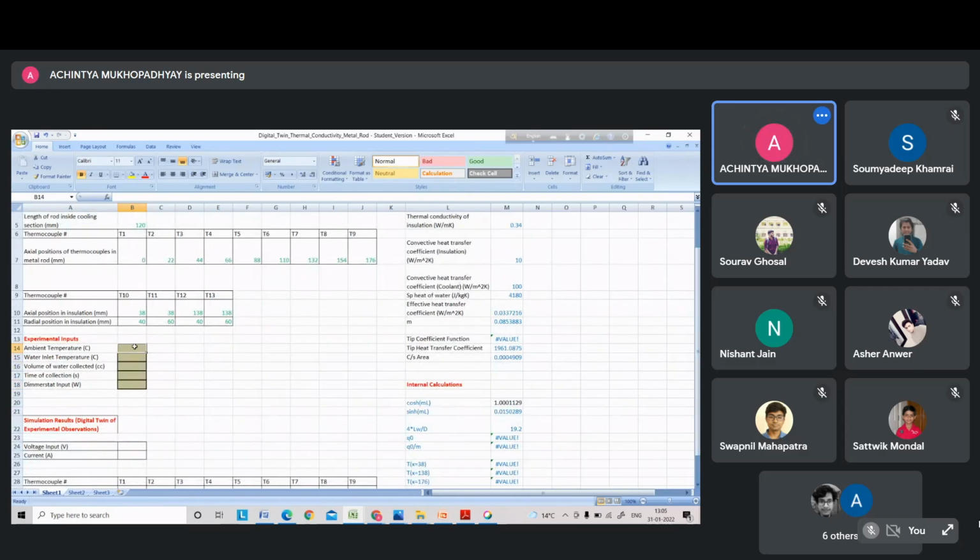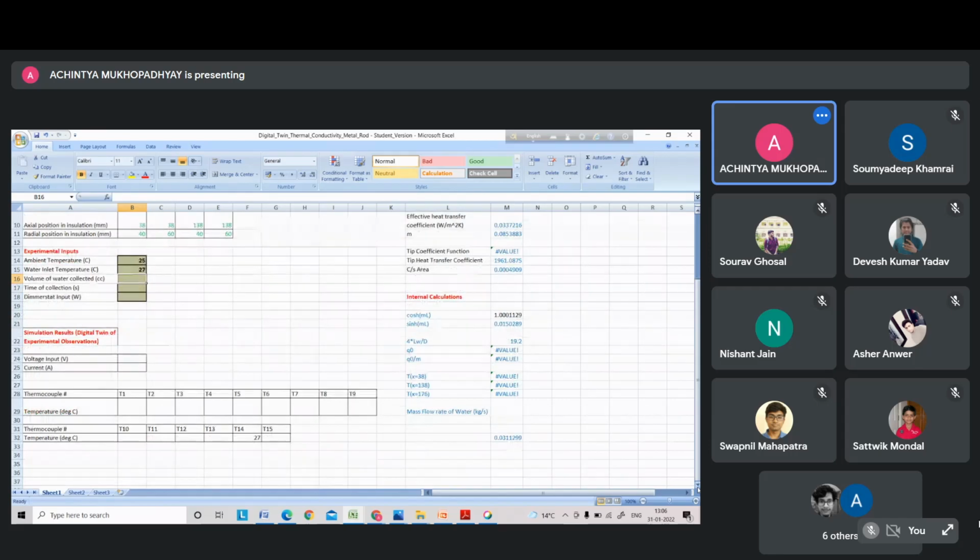So let us see. Ambient temperature, let us put it as 25. Water inlet temperature, let us put it as 27. So the volume of water collected, let that come out. T14 has already come out as 27, this is one of the readings actually. Then volume of water collected, let it be 500 cc, and time of collection is, say, something like 30 seconds. Okay.